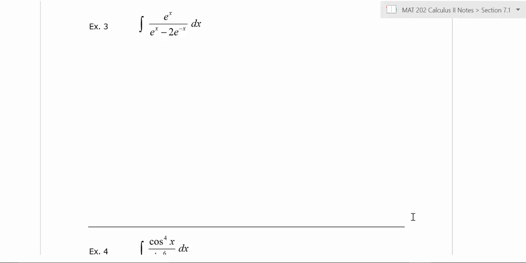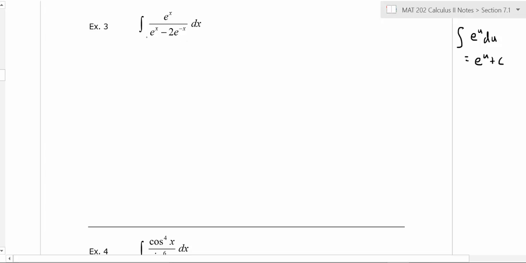Okay, so we have example 3, we have an exponential function. So what you have to know from this is the fundamental thing: the integral of e to the u du is equal to e to the u plus c. So somehow we've got to transform this integral using that idea. There are different approaches you could take.